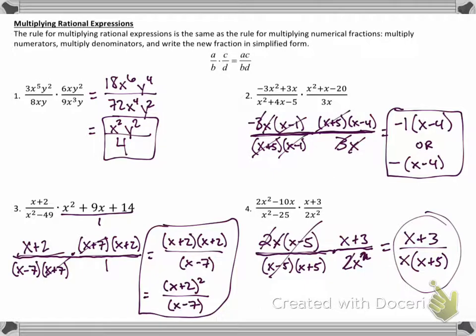It's a lot of factoring, and in a lot of cases, there's a lot of things that cancel. So if you multiply a couple of rational expressions together and nothing seems to cancel out, there's a good chance you might want to check your work.